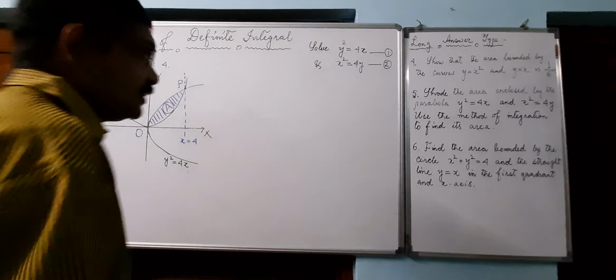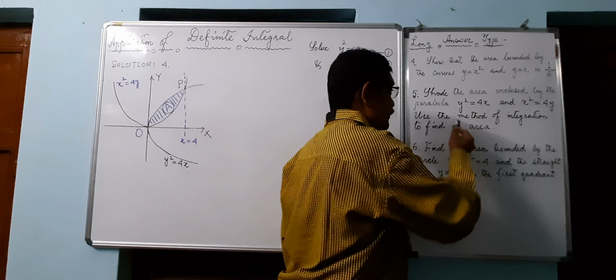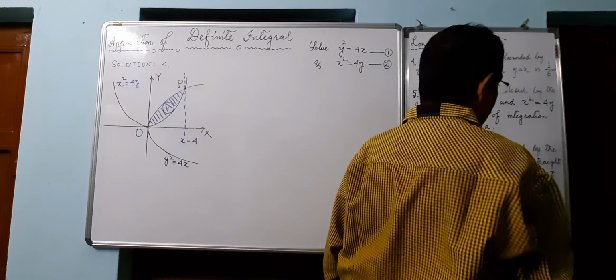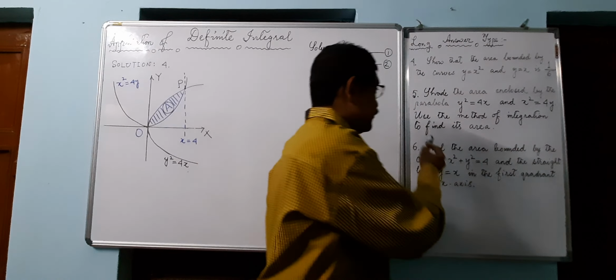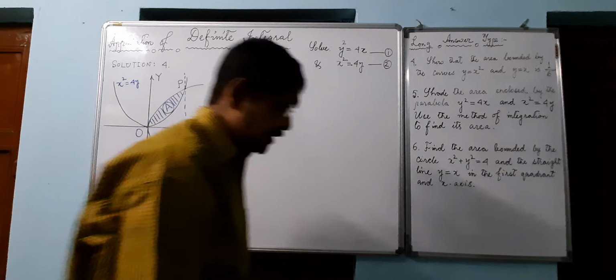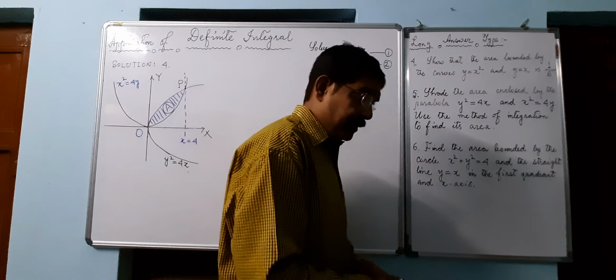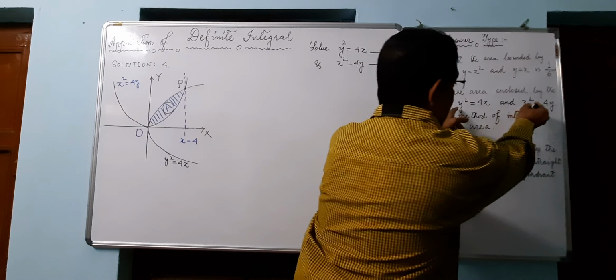Again, when we consider the fifth problem, find the area enclosed by the parabolas y square equals 4x and x square equals 4y. Use the method of integration to find its area. First of all, we have to draw the figure corresponding to the problem. Here, there are two parabolas like this.